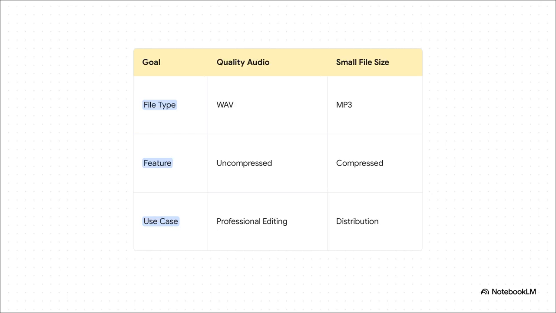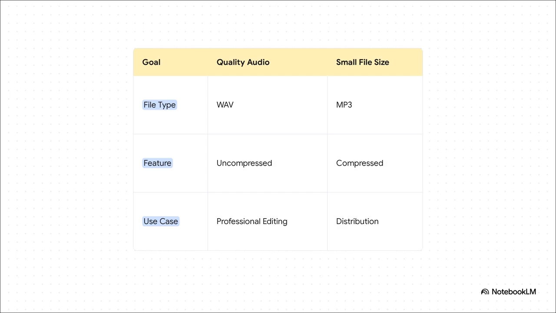Now, file types. This is a super important technical choice you'll have to make. If your number one goal is pure, unadulterated audio quality for professional editing, you have to go with WAV. It's uncompressed, which means it's lossless, no data gets thrown away. Now, MP3, that's for when you're ready to share your work. It's compressed, so the file is way smaller, but you do lose a little bit of that audio information in the process.